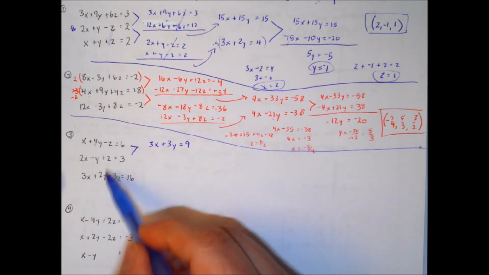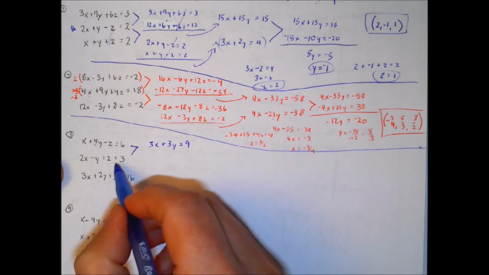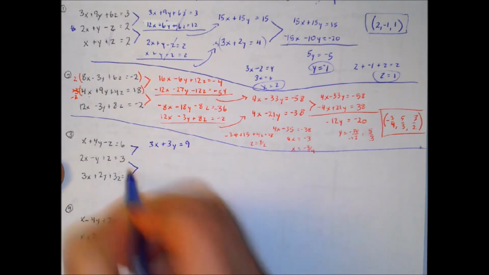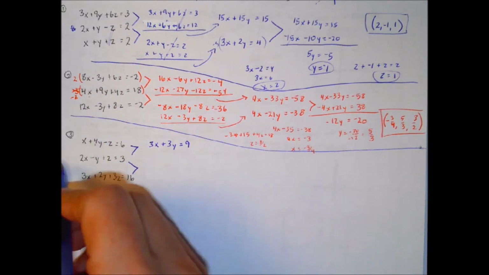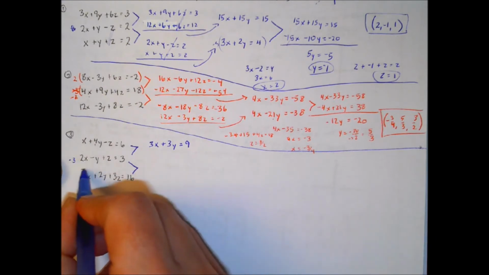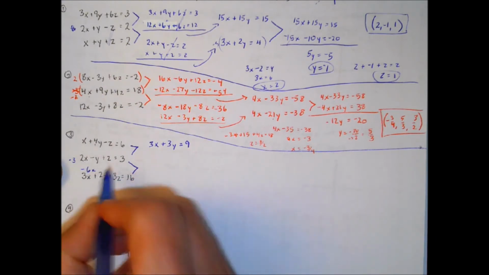Take both of them and plug them into one of the originals. I don't know, just take the top one. So that 1 plus 4 times 2 is 8. Minus z is 6. Be 9. Subtract the 9 over.